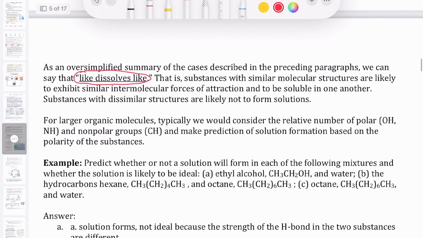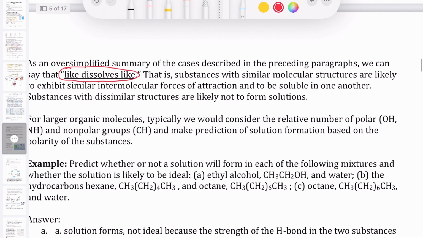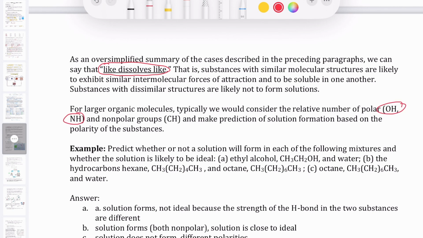So for this, we typically just look at how many polar groups, which are usually OH group, NH group, or CO group, right? These are all polar groups. How many of those are there relative to the nonpolar groups, which is typically the CH group. Given whether we have a lot more polar or a lot more nonpolar, we can make a prediction about the solution formation. If we're mixing with water, water is polar, so if we're mixing something that's nonpolar or mostly nonpolar, then we know that it's not going to mix.